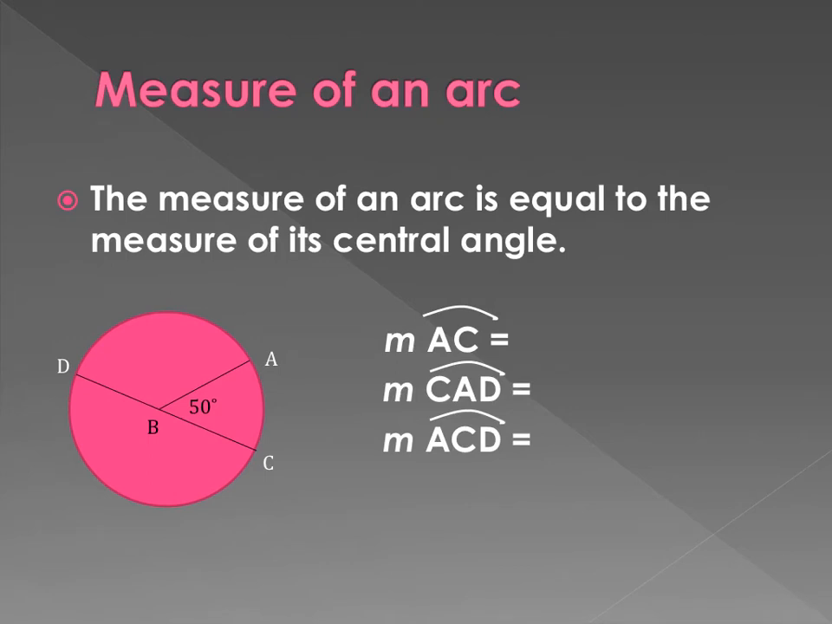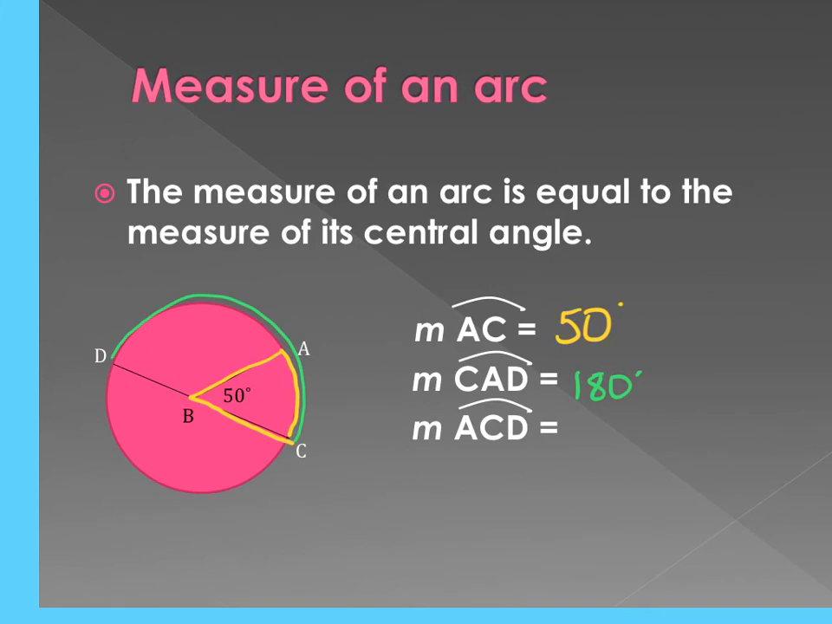All right, the measure of an arc is equal to the measure of its central angle. So if the angle has its vertex at the center, then that angle is the same as the arc it's formed. So AC is formed by this angle here, which tells you the measure of arc AC is what? 50 degrees. And we do measure of arcs in degrees. CAD goes C, then A, then D. What would that be? 180 degrees.